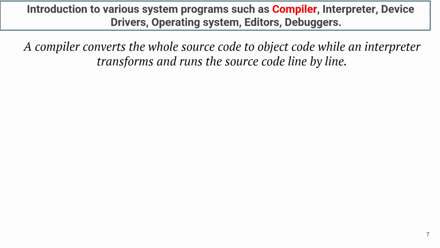The next system program that we are learning is compiler and interpreter. As the slide says, a compiler converts the whole source code to object code, while an interpreter transforms and runs the source code line by line. I assume that whoever is listening to me must have worked with C programming, and you all might have worked obviously with Python also. Whenever we write a C program, we never come to know whether we are doing any mistakes while writing the program.